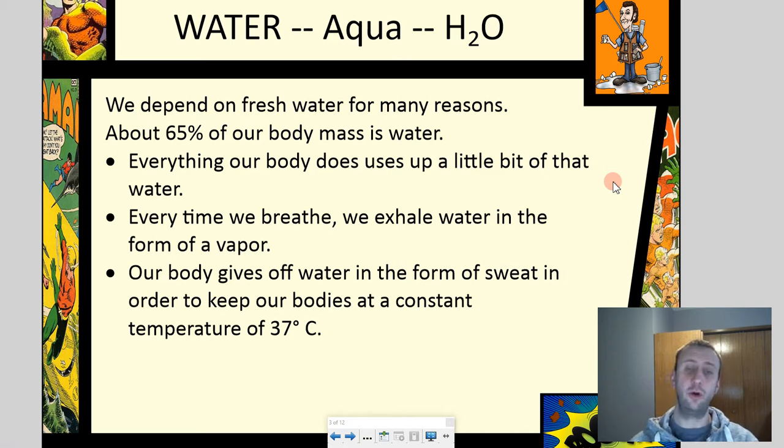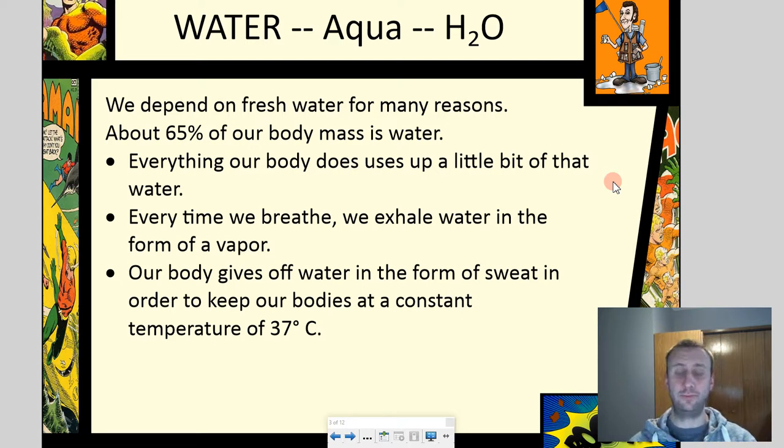Our body also gives off water in the form of sweat in order to keep our bodies at a constant temperature of 37 degrees Celsius. So when we start getting overheated, when we exercise, when it's hot, we sweat. And then through the process of evaporation of water leaving our body, we end up cooling down. The reason why is because evaporation takes energy in order to happen. So the water is absorbing energy from our skin in order to evaporate from our skin. This is called evaporative cooling.